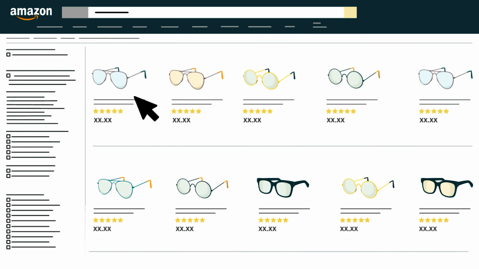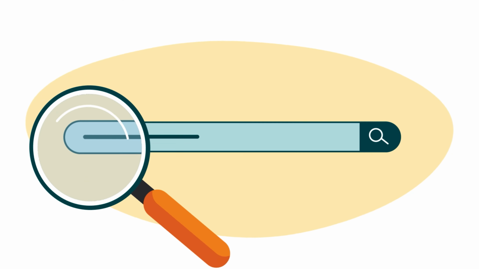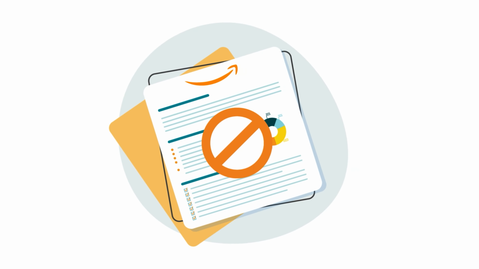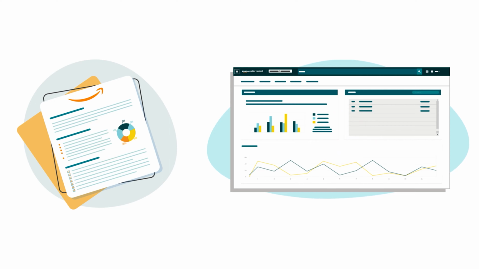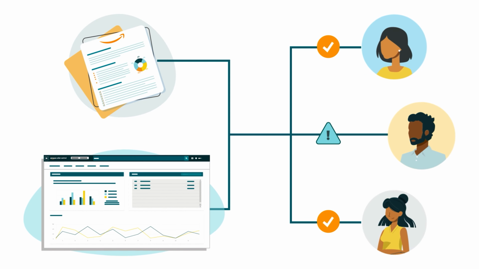Note that the metrics in the Search Catalog Performance Report are specific to search and may not match metrics available in other Amazon reports and dashboards. That's because every report and dashboard defines and presents customer activity differently.